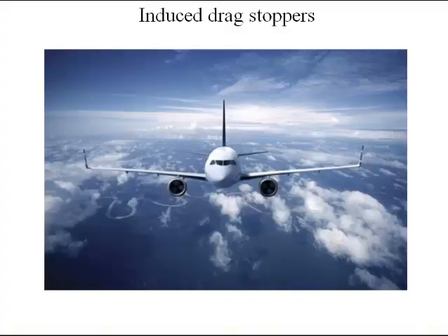Now, take a look at modern airplanes. They have these little doodads at the end of the wing. Those are induced drag stoppers. So if you can prevent the air from flipping up over the end from the bottom onto the top, you're going to save a lot of fuel. And you can bet that airlines are interested in saving every penny they can.